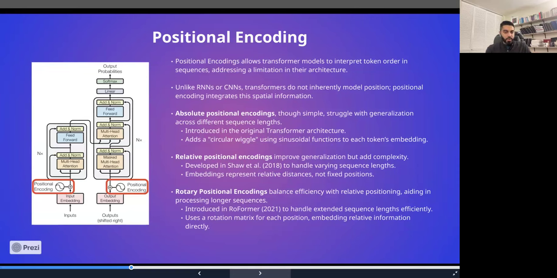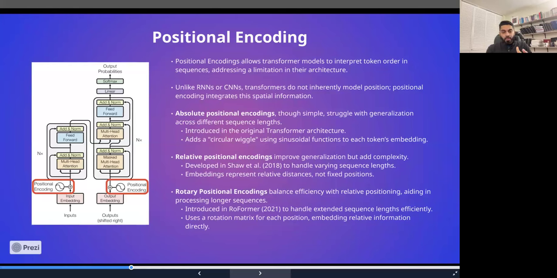So relative positional encodings did pretty well, but then they were superseded by rotary positional encodings, which is what we use today, which have led to a lot of good generalization in terms of context width. This is what a lot of the new LLMs that we hear about and see being introduced every now and then use. So this is pretty standard in the field. It's called RoPE, short for rotary positional encodings, introduced in the RoFormer paper back in 2021. And these enable extending sequence lengths pretty efficiently.